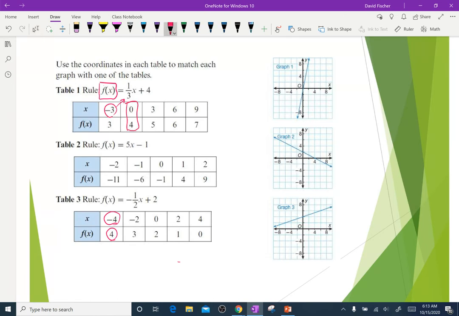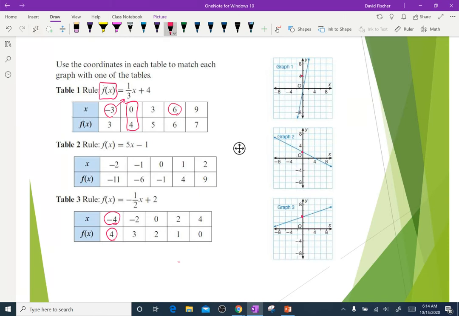I'm looking for a graph over there that has a dot or the line crosses at 0, 4. So if I look at the first one, 0, 4 is right there. My graph doesn't work on that one. This one is a 0, 2. Down here, though, I do see a 0, 4. So I'm thinking this graph might be graph 3. Let's try another one, though.